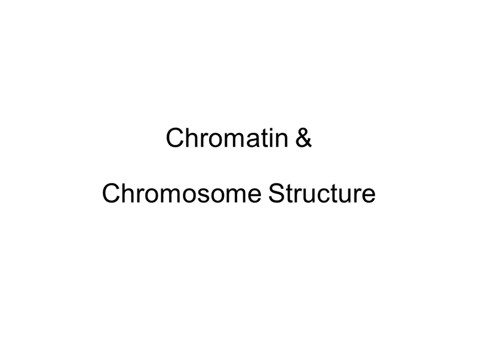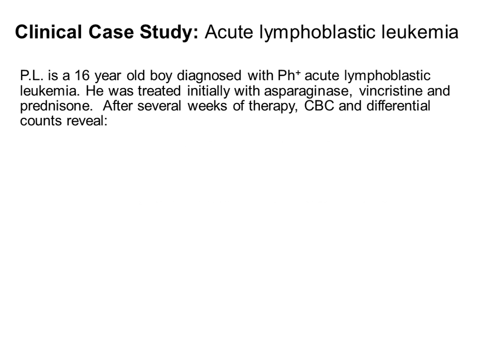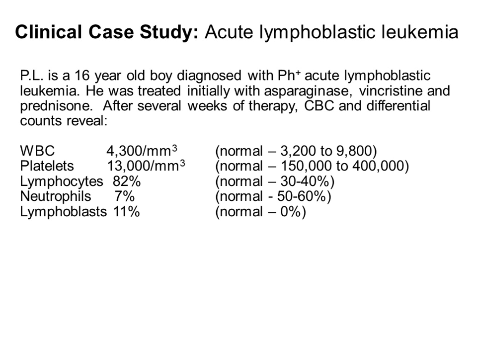So let's begin the discussion thinking about some terminology that you probably already know, and that is concepts of chromatin and chromosome structure. We're really going to start with the clinical case that we introduced yesterday. This is the 16-year-old boy diagnosed with Philadelphia positive acute lymphoblastic leukemia. And if you remember from yesterday, he was treated with some chemotherapy agents. And then after several weeks of therapy, the physicians would do some blood tests, basically to see if the chemotherapy was working. And those blood tests are complete blood count and differential count. And then this is what happened.